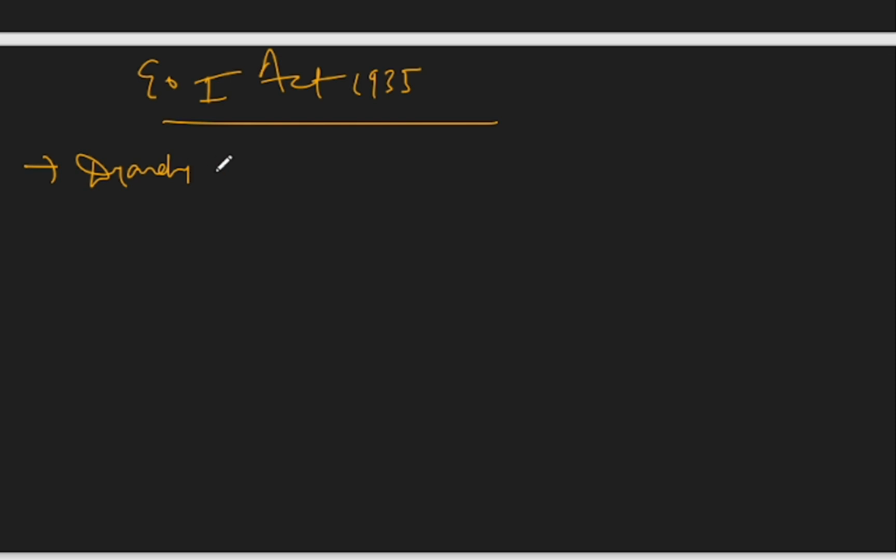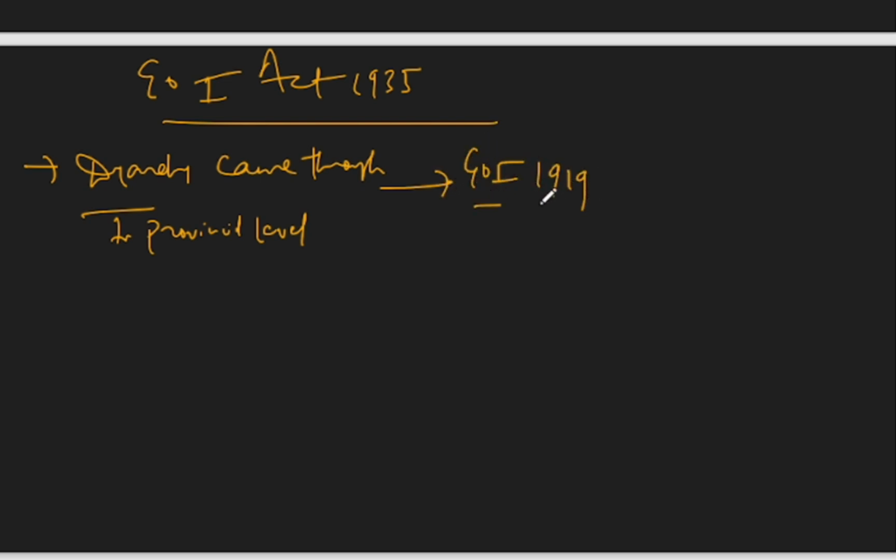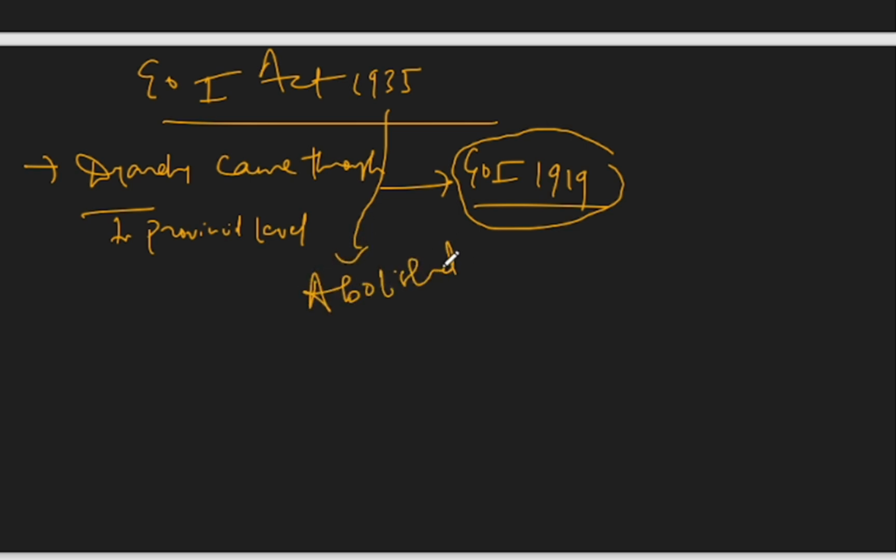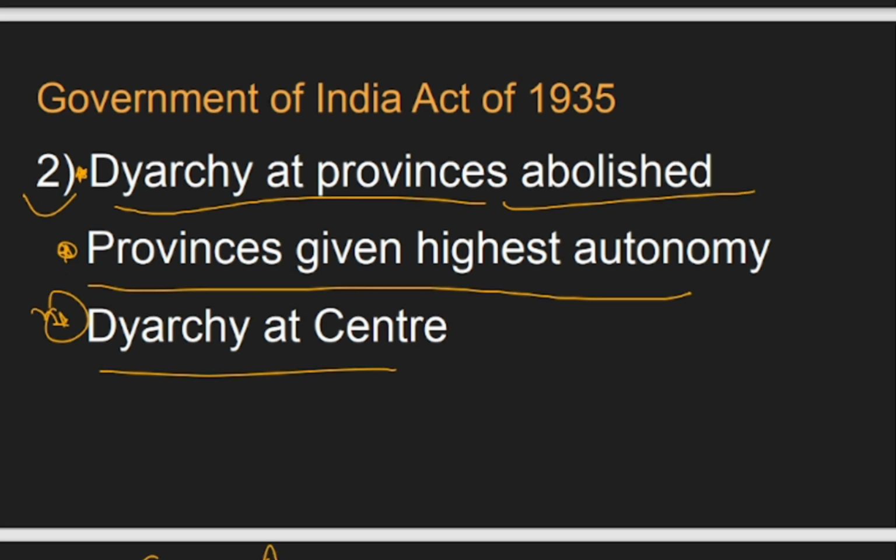Government of India Act of 1935, right? The first point says that diarchy was abolished. Diarchy, we know, came at the provincial level through Government of India Act of 1919. You need to know this, this is important. And through this 1935 Act, this was abolished, right? The second point says that provinces were given highest autonomy, right?